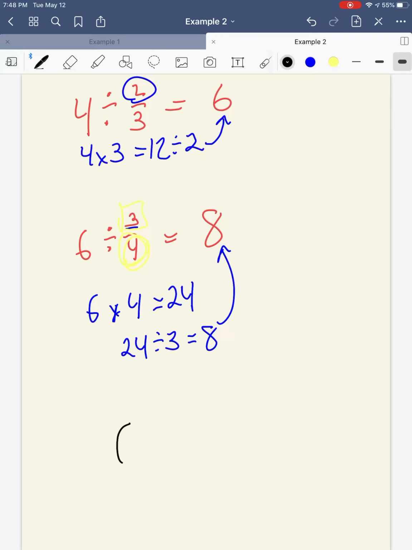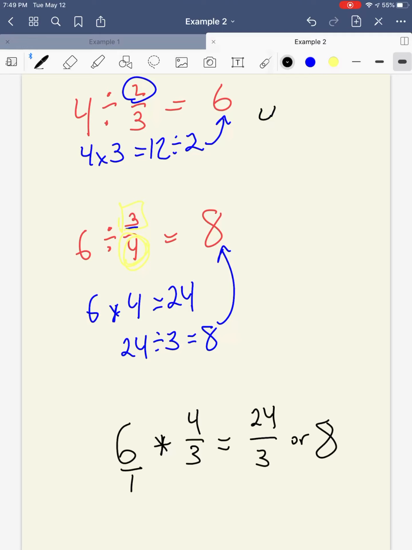Well, what's really going on? And this is the fancy term you're going to hear a lot, promise. My wife is a high school math teacher. I hear her say it a lot. You're actually multiplying by the reciprocal. So instead of dividing by 3/4, you're going to multiply by the reciprocal. You're going to flip it. So 6 times 4/3. And 6 times 4 is 24. 1 times 3 is 3. And that gets you 8.